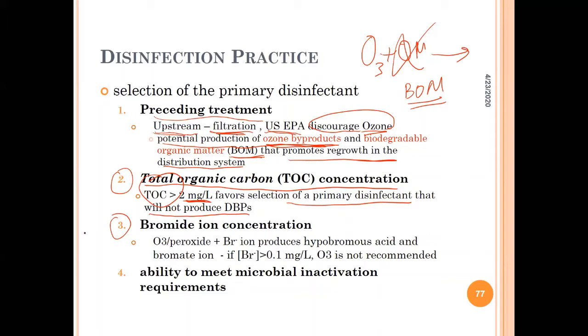If bromide ion is present, ozone and peroxide with bromide ion can produce some acid. We call it hypobromous acid and bromate ion. So if bromide ion is more than 0.1 milligram per liter, the ozone is not recommended.